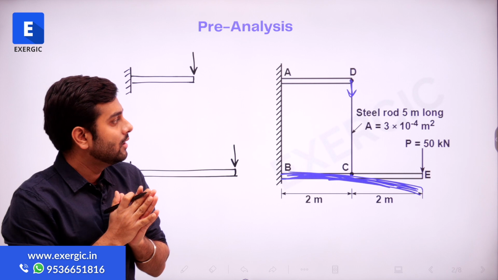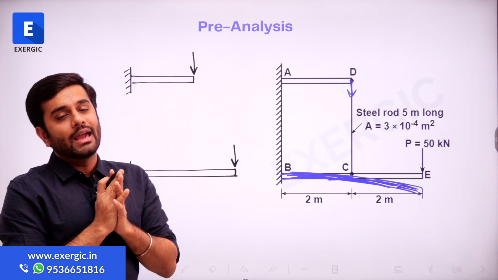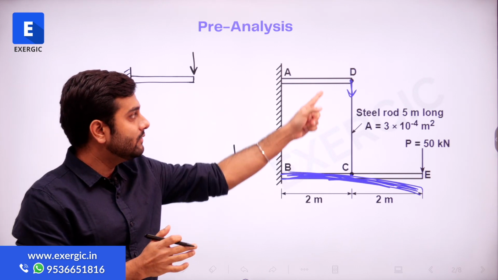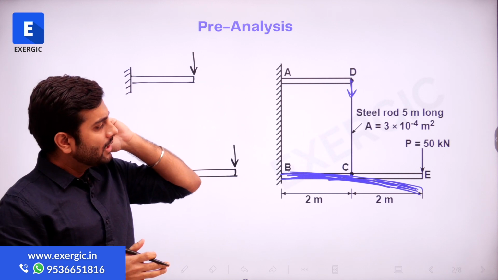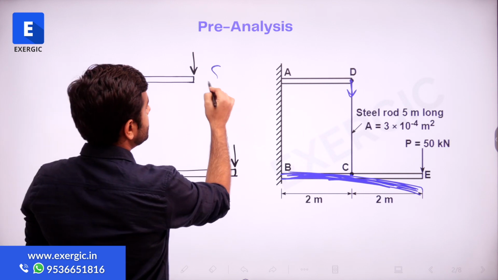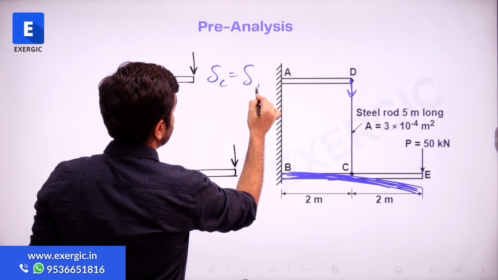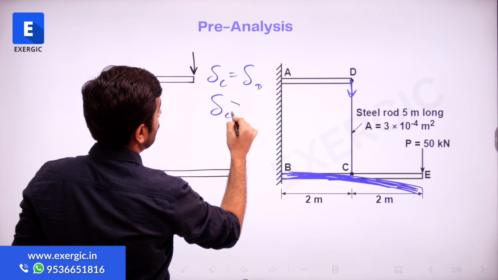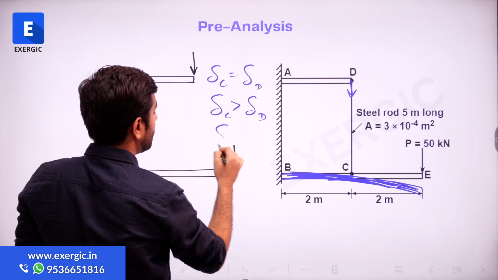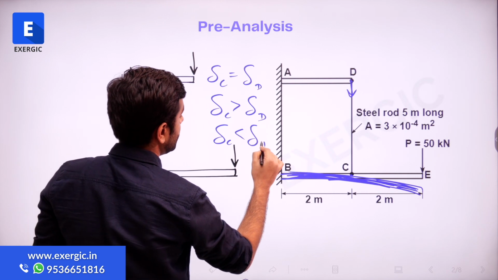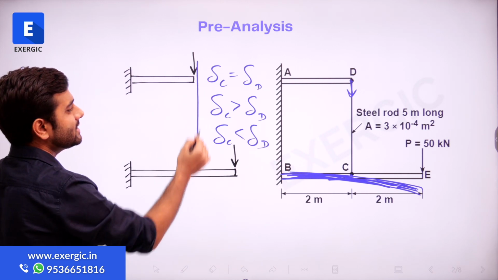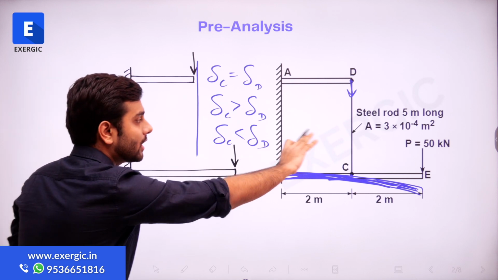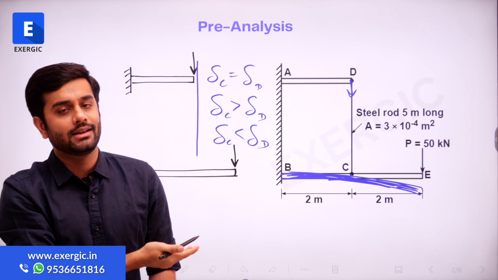That's correct. But tell me, can I relate the deflection of C with the deflection of D directly? Can I say that deflection of C will be equal to deflection of D? Or maybe deflection of C is more than deflection of D? Or maybe deflection of C is less than deflection of D? Can I say any of these things, or maybe option D, that we cannot relate them? It's a question in itself, right?